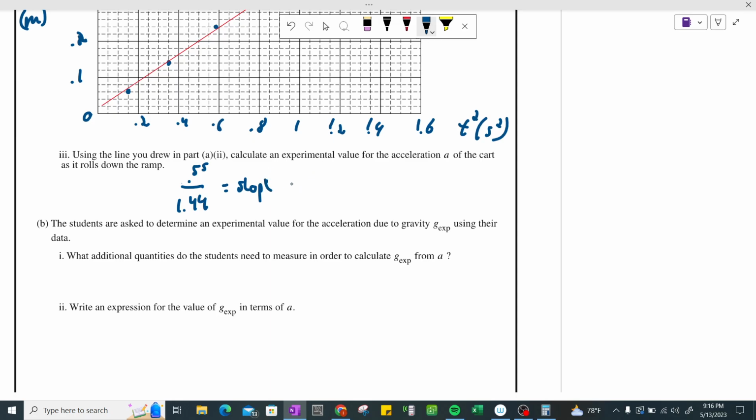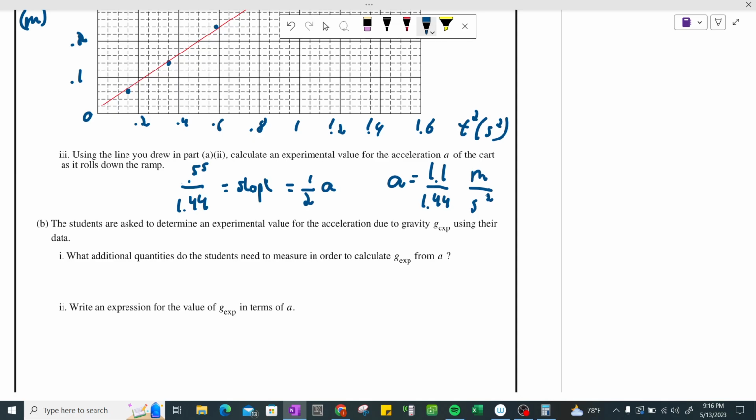But remember, that was equal to 1/2 a. So if I want to get my actual a, I would need to double that, which would give me a equals, let's say, 1.1 over 1.44. And then we can reduce that down. We should also be fine to leave it like that. And our unit would be meters per second squared.